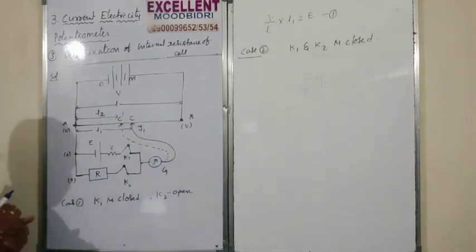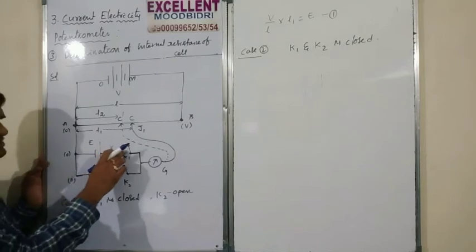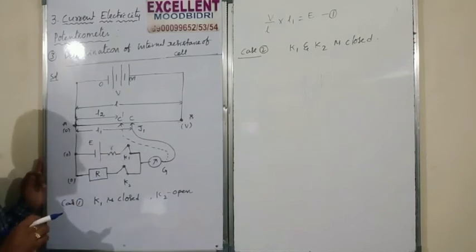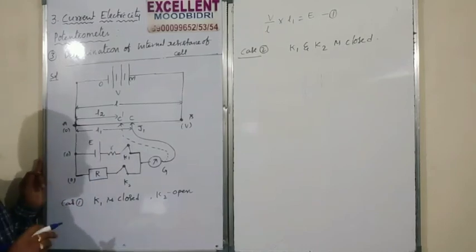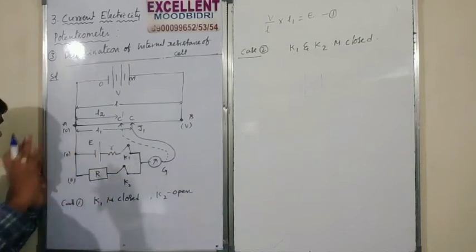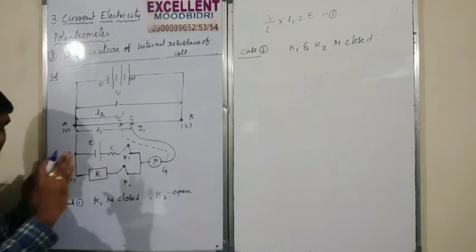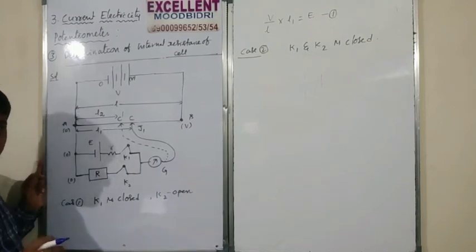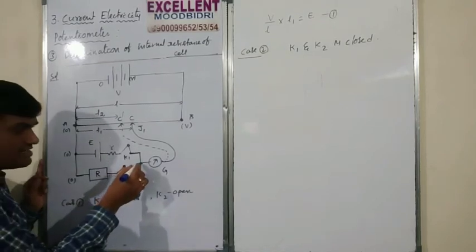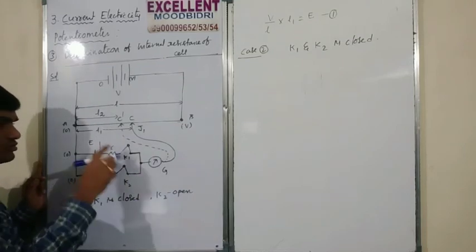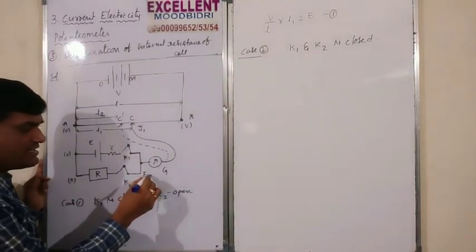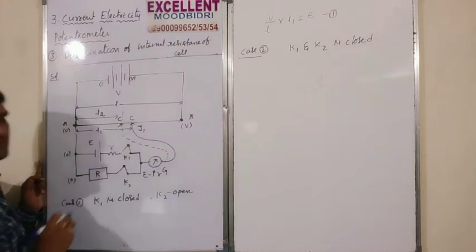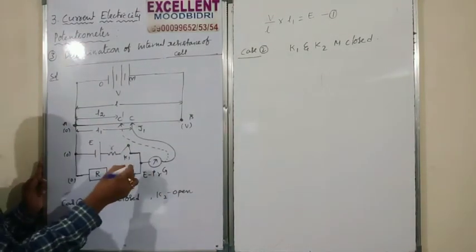Now in that case, when the cell is open circuit, that is the EMF. But the circuit is now completely closed, so this is not the EMF. What is that? The terminal potential difference. That means the potential at this point is equal to E minus I into R.